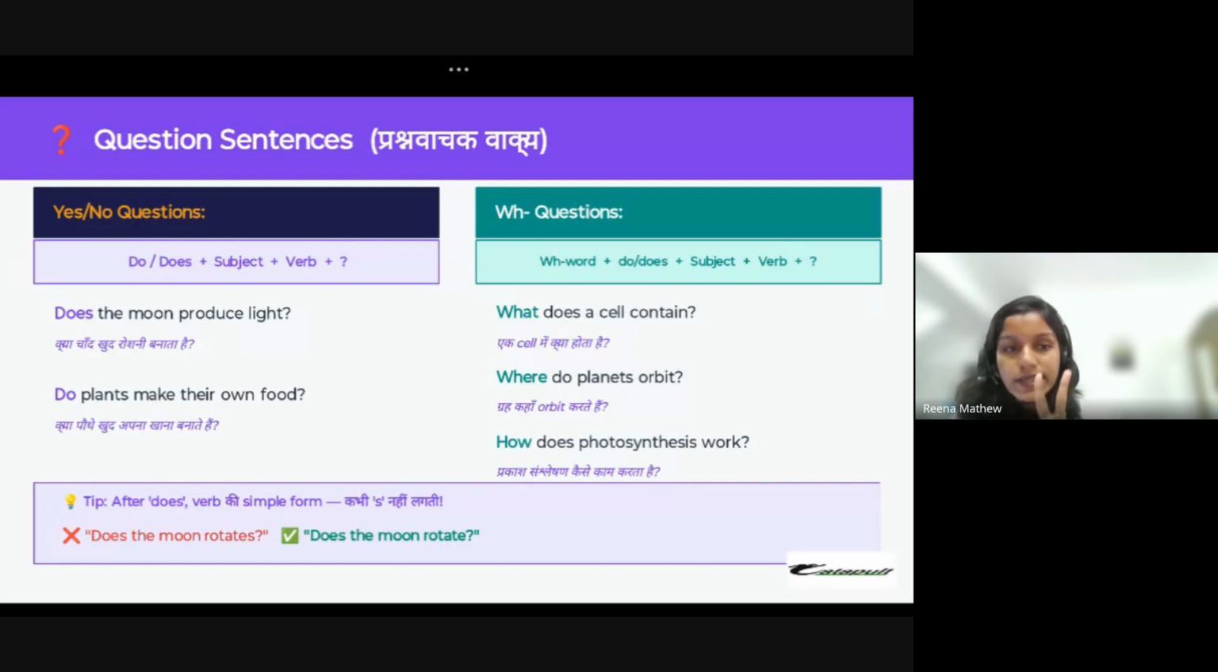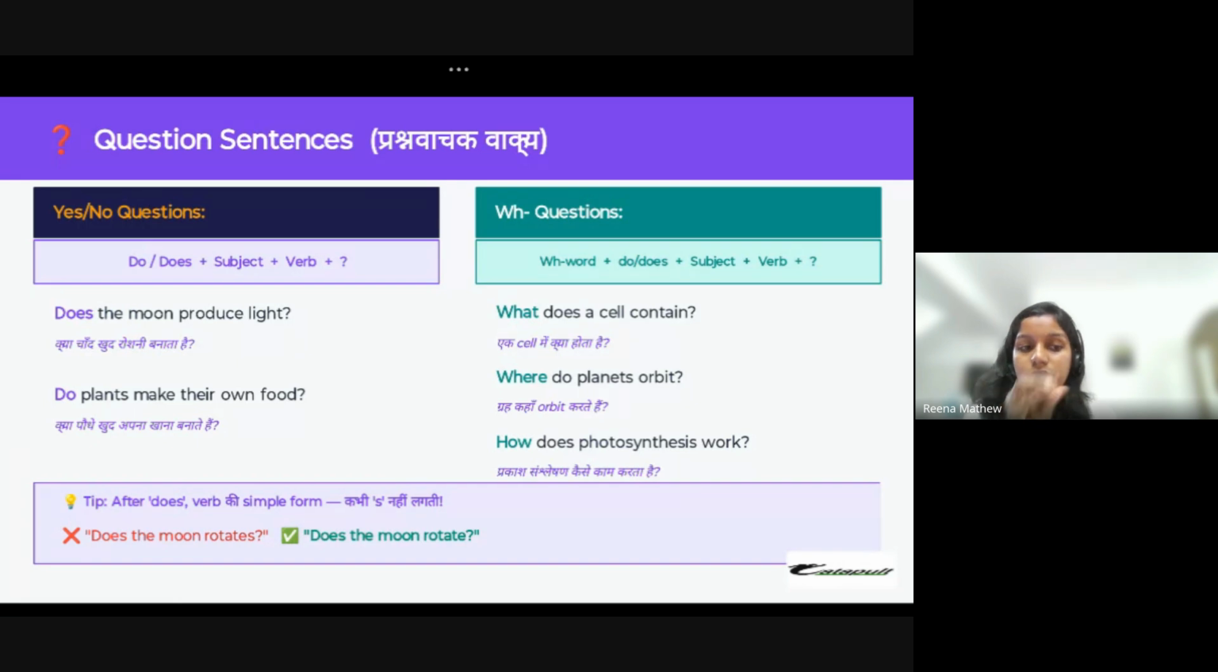So there are two types of questions: do or does yes or no questions, and WH questions. In the yes or no questions, this is the format. Do or does, then comes the subject and then the verb. Look at this example. Does the moon produce light? क्या चांद रोशनी बनाता है? Do plants make their own food?